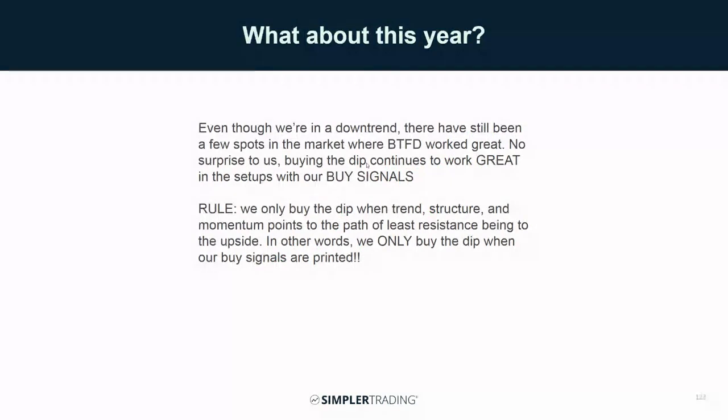That's last year. Right? What about this year? Even though we're in a downtrend, and like I mentioned, there's just not too much right now on these bigger time frames, at a few points this year there's still been a few spots where buying the dip on those bigger time frames worked great. And of course, it works great on those things that have the buy signal. So we're only going to look to buy the dip when that trend, that structure, that momentum tells us the path of least resistance is still to the upside. In other words, only buying the dips on setups that have our buy signals.